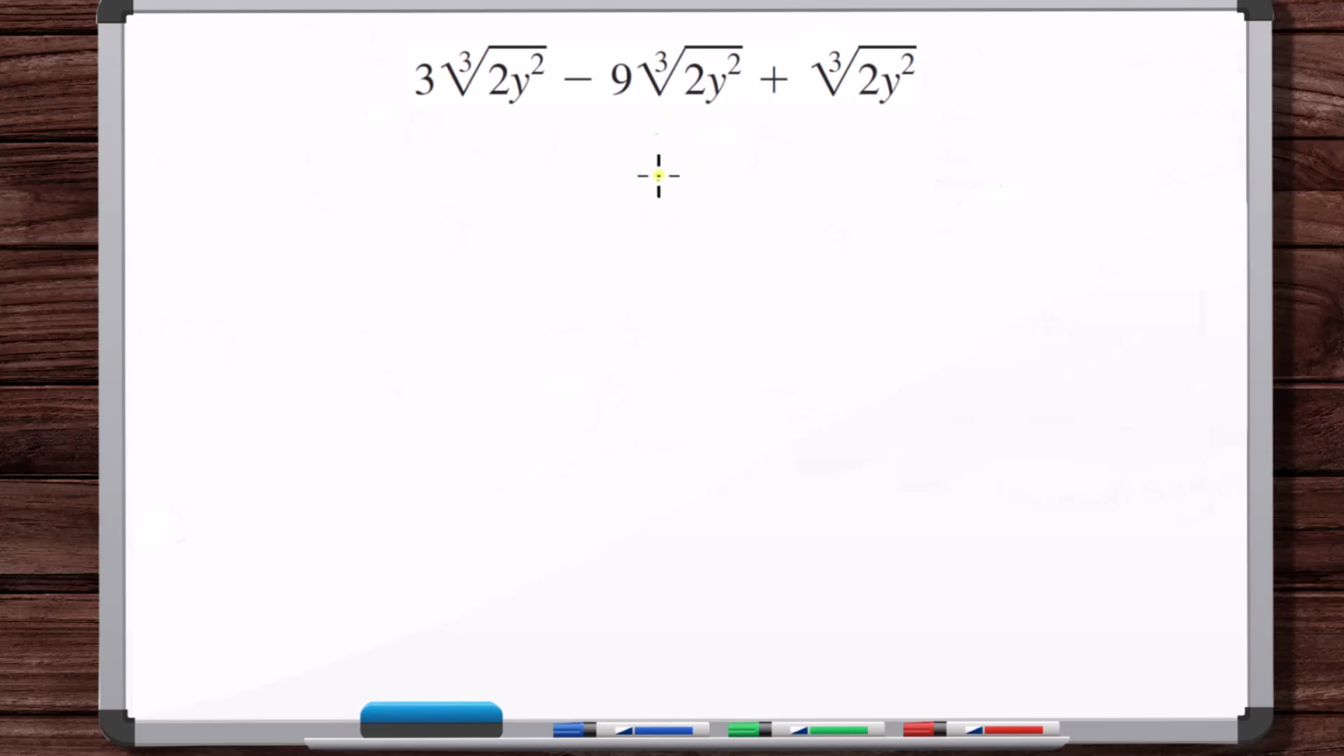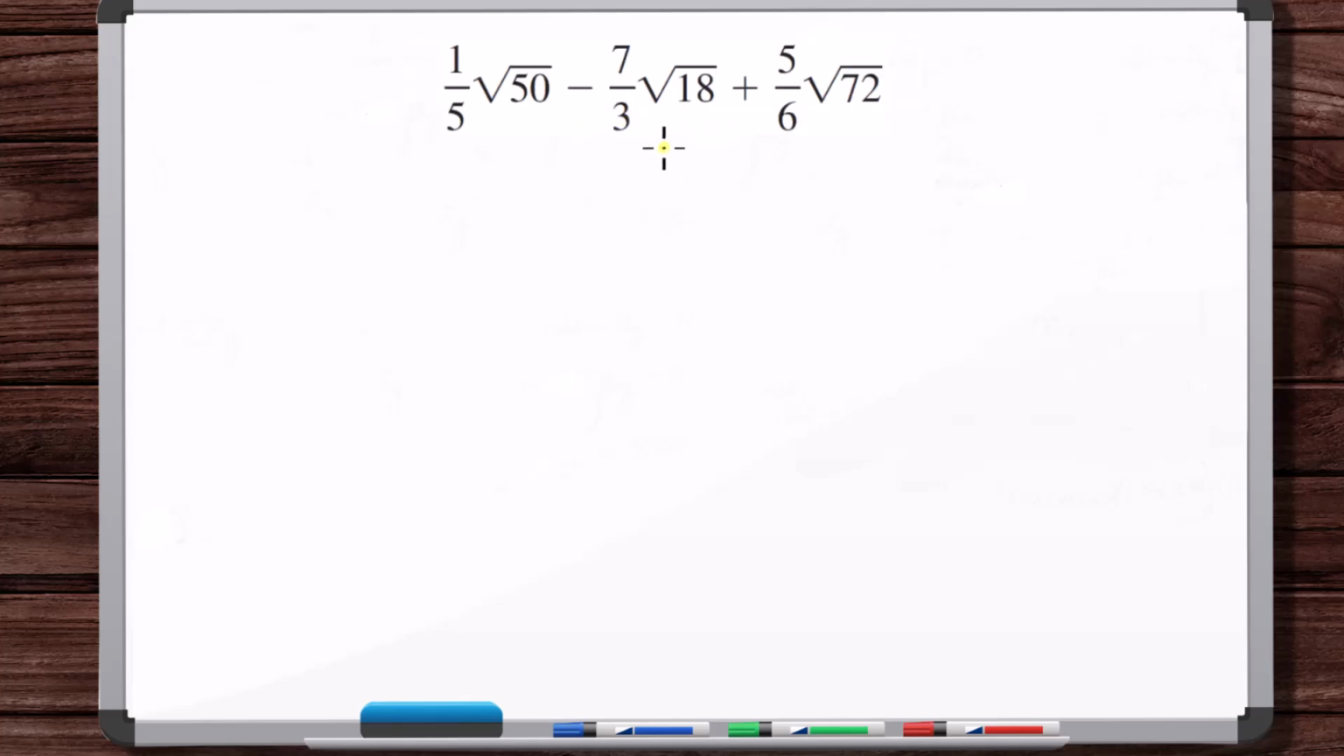So now, but the coefficients don't matter, right? The coefficients are different, that's fine. So 3 minus 9 is minus 6. Minus 6 plus 1 is minus 5. Okay, we don't have any like radicals here, but we can simplify and see.